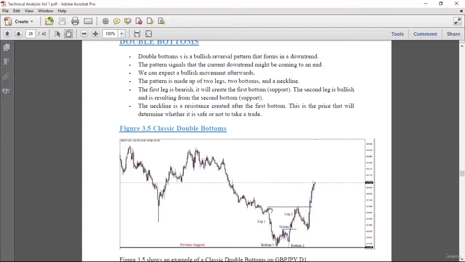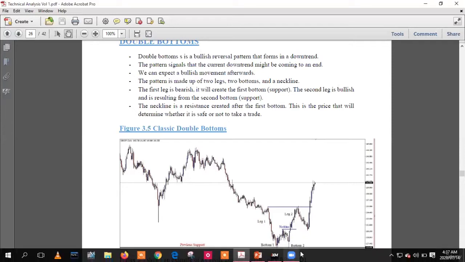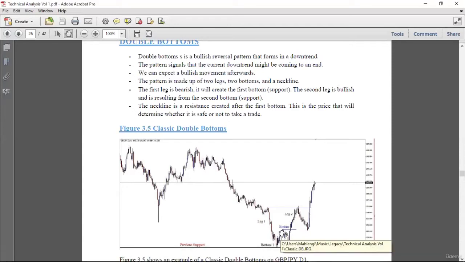This pattern is also made of two legs, but this time it's not two tops, it's two bottoms. And that's where the name is also coming from. These two, that bottom and that bottom, double bottom. So the neckline will be when price is going up from the first bottom. It will create this peak for that resistance and then drop. That's our neckline. And it is the price that's going to determine if it is safe to buy.